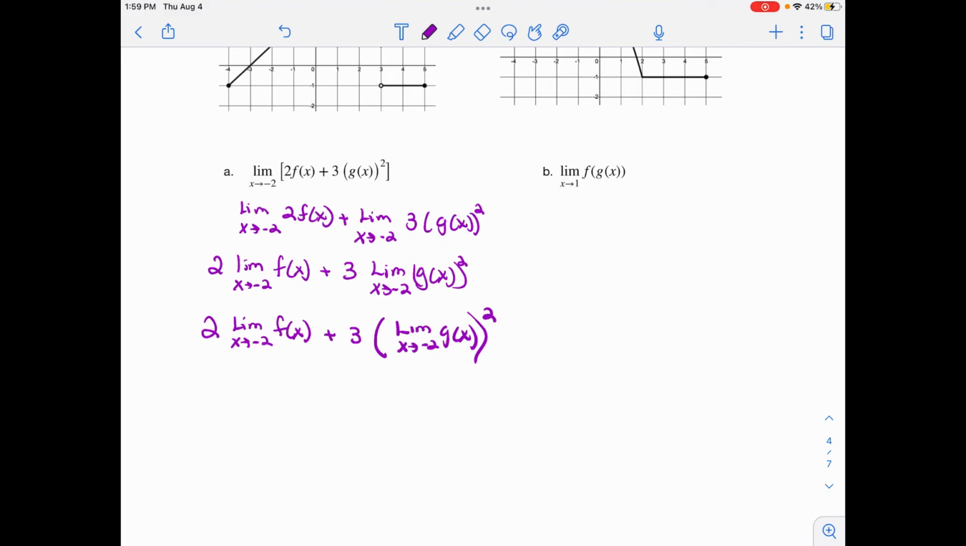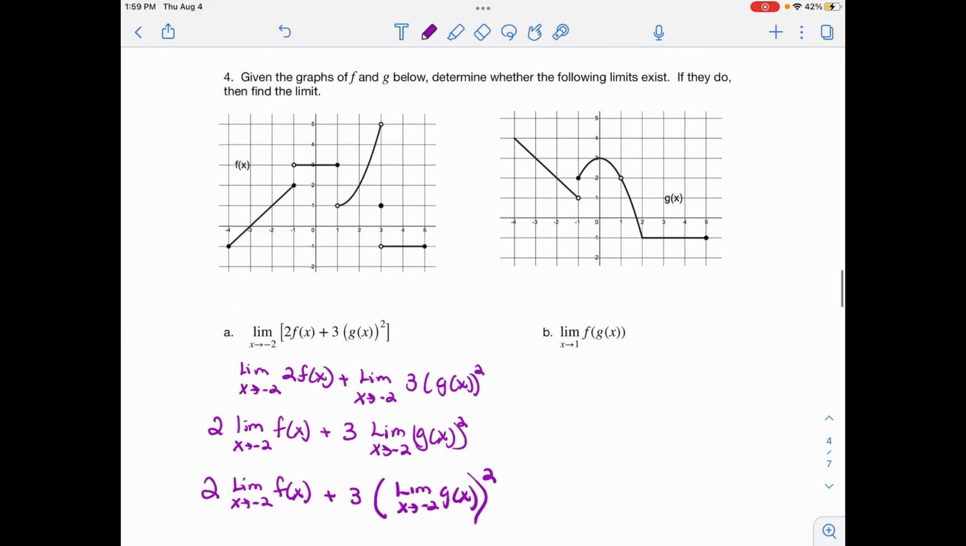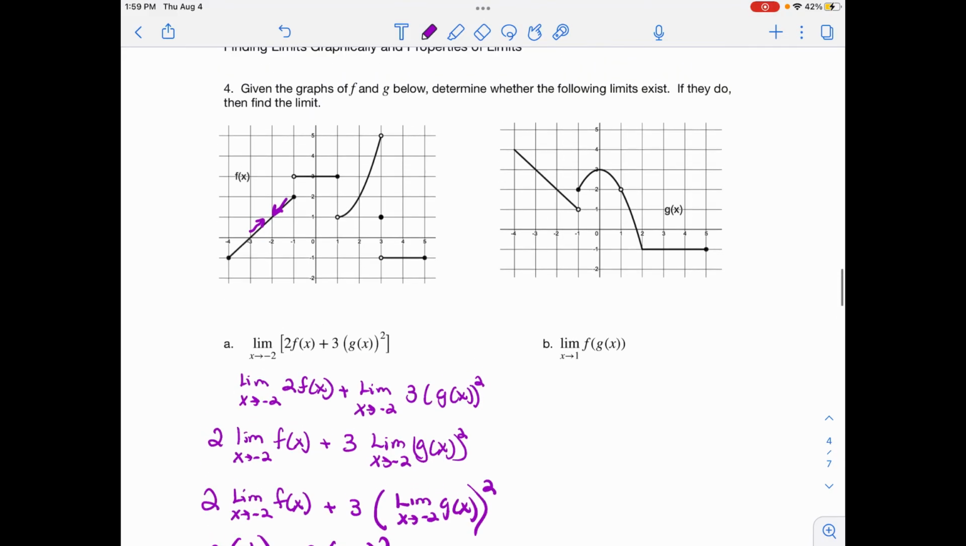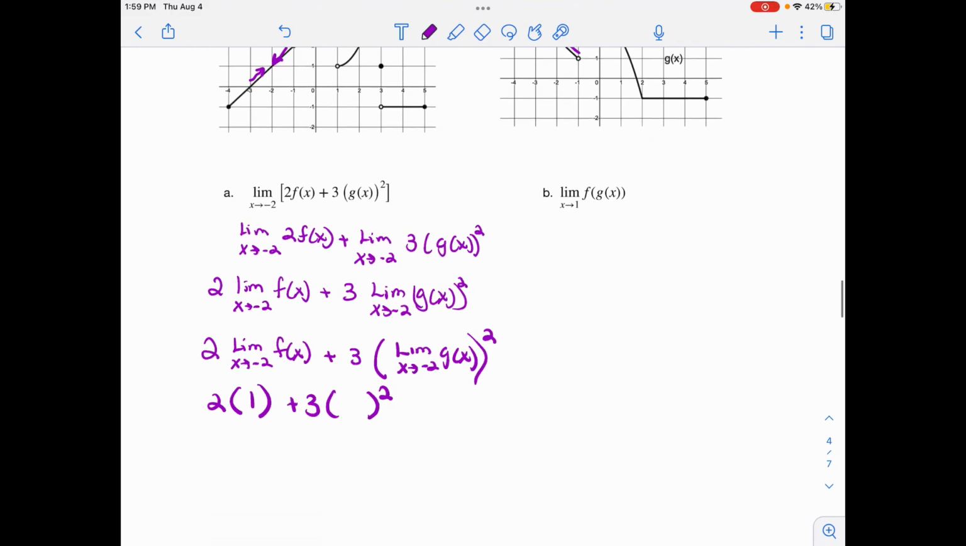And so now I want to figure out what the limit as x approaches negative 2 of f of x is. So I look up here at my f of x graph, find negative 2, and I see from the left it's approaching a height of 1. From the right it's also approaching a height of 1. So I can say the limit as x approaches negative 2 of f of x is 1. Okay. Now I need to figure out the limit as x approaches negative 2 of g of x. So I go to my g of x function, and I see from the left of negative 2, we're approaching a height of 2. From the right of negative 2, we're also approaching a height of 2. So therefore we can say the limit as x approaches negative 2 of g of x is 2.